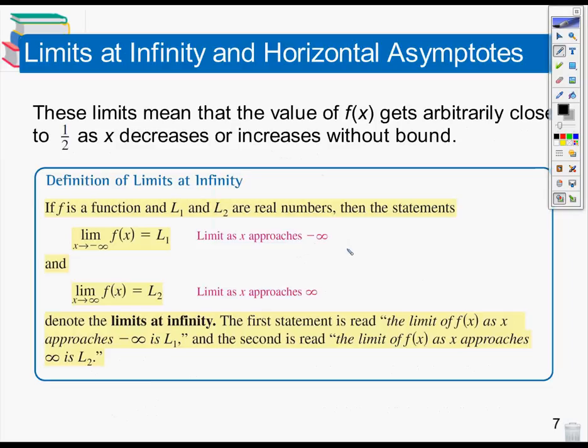So there's again a little bit more notation to take in, and the definitions of specific limits at infinity. If f is a function and L1 and L2 are real numbers, then the statements that the limit as x goes to negative infinity of f of x is L1, and the limit as x goes to infinity of f of x equals L2, denote specific limits at infinity. Again, it's just notation.